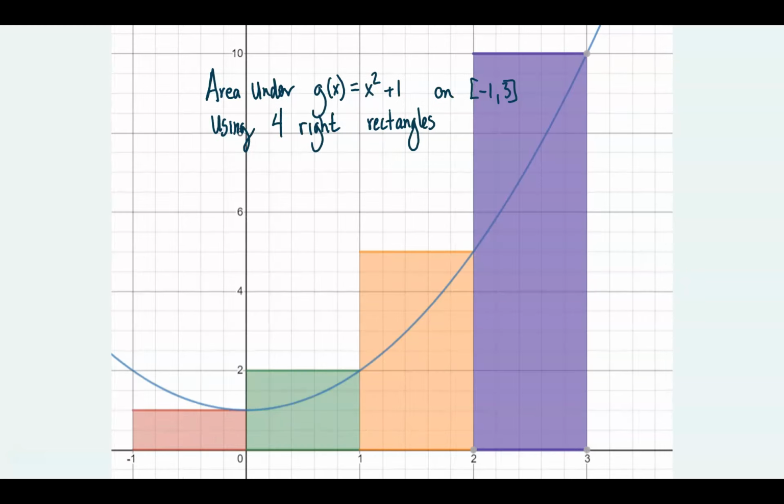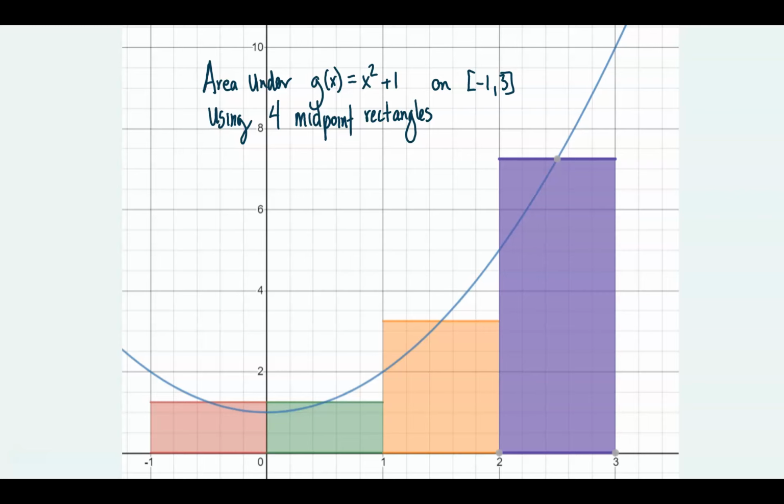All right. So now let's find the area under g of x, same thing on -1 to 3, using 4 right rectangles. Most of this is going to be the same, 0 minus -1, but instead of g of -1, we're doing height on the right-hand side, so g of 0. 1 minus 0 for the width, and what are we going to use for the height? g of 1. 2 minus 1 for the width, g of 2, 3 minus 2 for the width, and g of 3 for the height. So if you're thinking this is straightforward, cool. You are ready for what I'm about to bring.